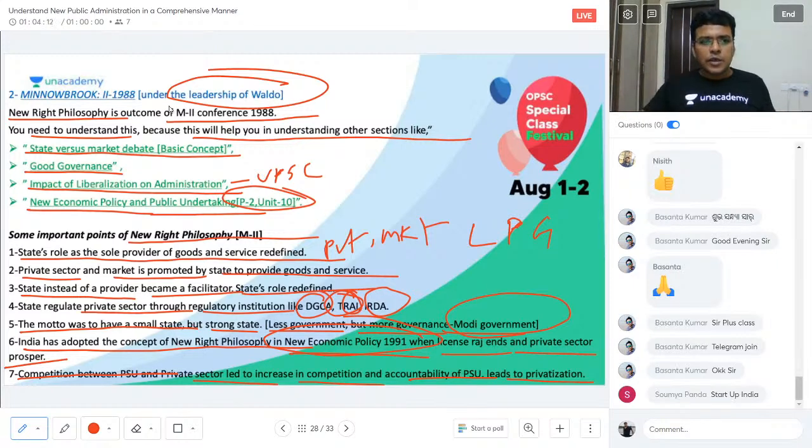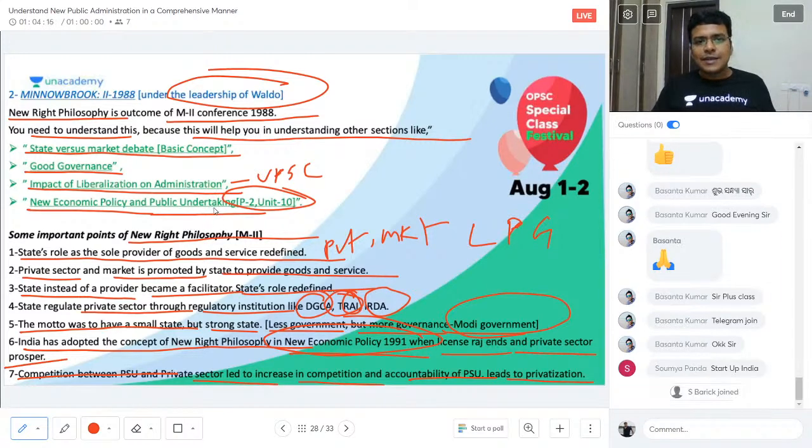You will read this in the impact of the new economic policy on public undertakings. Same thing. In this topic, new economic policy and public undertaking, in paper 2 unit 10, you need to write the concept of New Right philosophy, and that after New Right philosophy, what happened: the new private sector emerged.